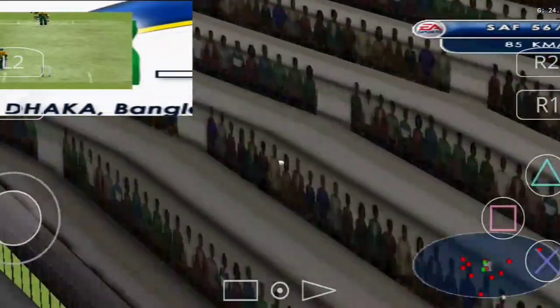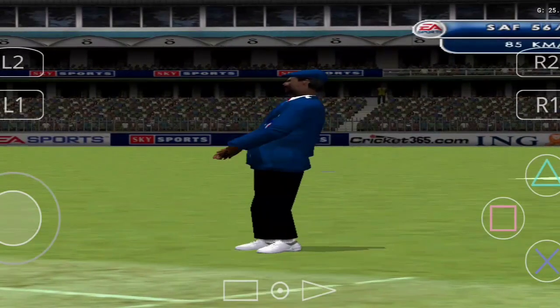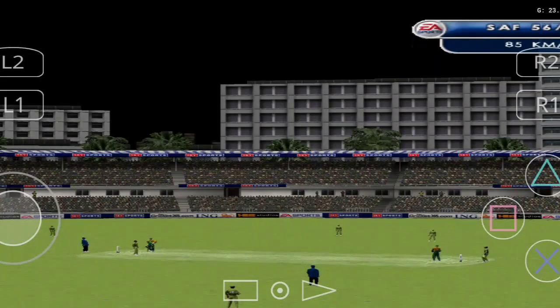He smashed that one right out of the ground. He smashed that a long way. Great to watch for the neutral, but the bowler won't be too happy.